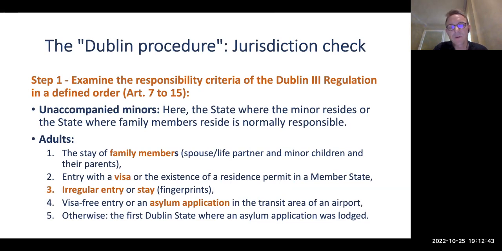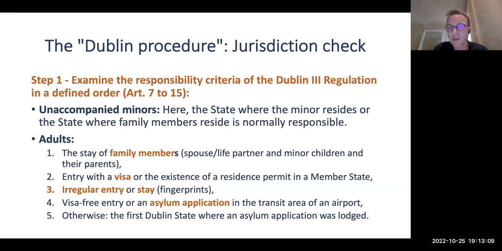So the first criteria is if you do have family members in another country. It's not the criteria whether you first came into a country, which is actually not the first criteria. The first criteria is if you do have a family member, then this country is responsible for your asylum application.